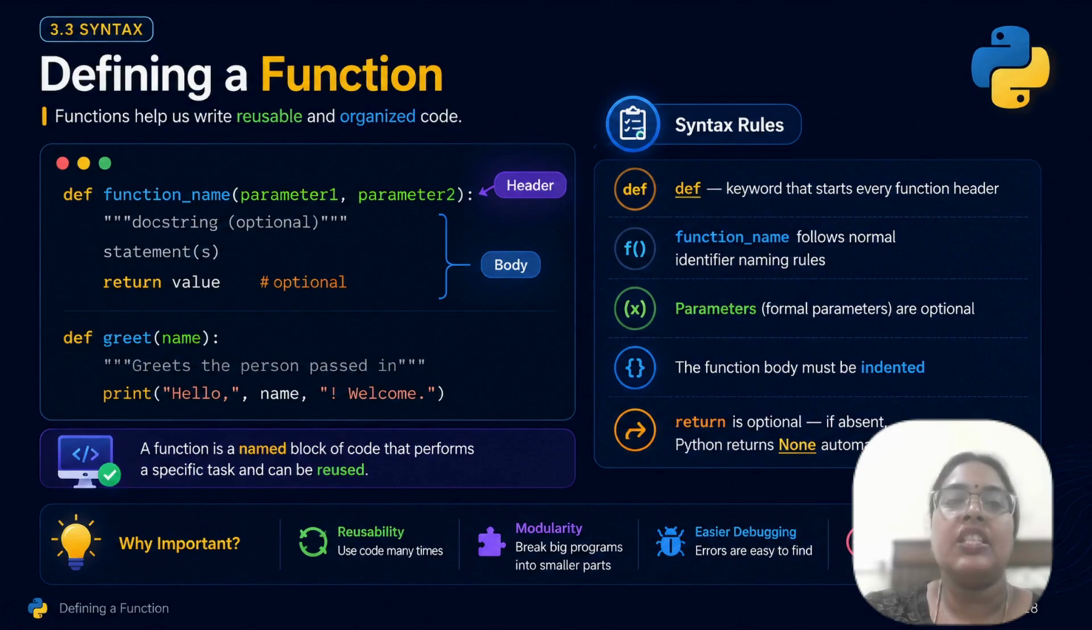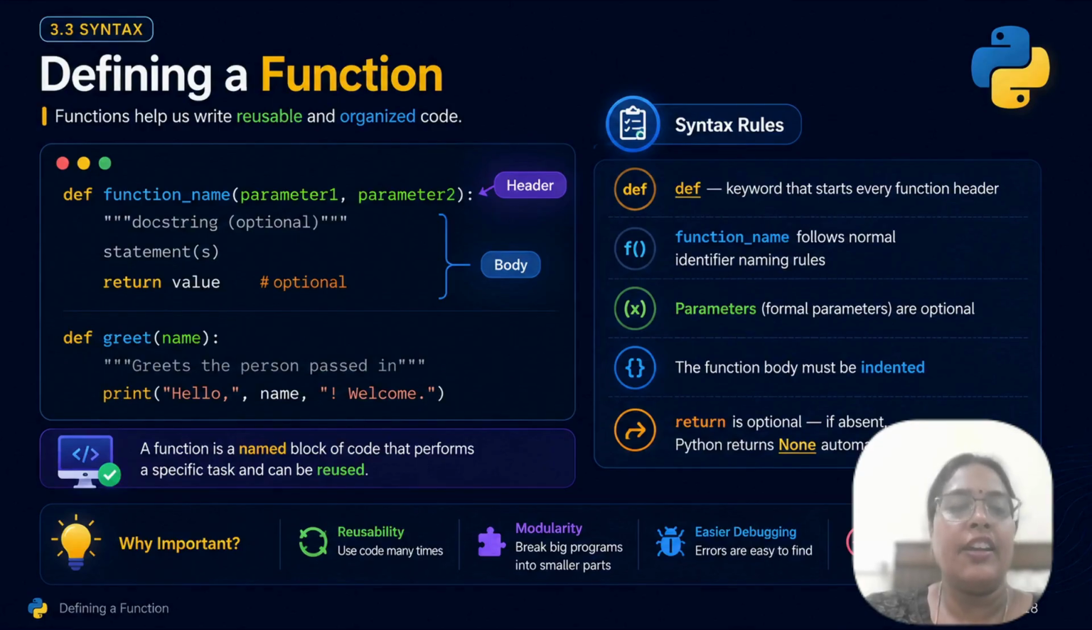Next concept is defining a function. How can you define a function? As we already learned, functions help us to write reusable and organized code. Here, if you see the code: def function name, parameter 1, parameter 2, and a colon, and then we mention a docstring, which is optional. Then if you have any statements, you write them and return the value. Okay, don't worry, don't get confused. I am here to explain you in detail.